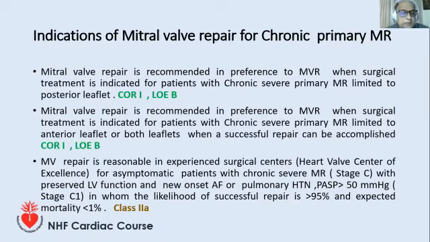And mitral valve repair is reasonable in experienced surgical centers for asymptomatic patients with chronic severe mitral regurgitation and preserved LV function, with new onset of atrial fibrillation or pulmonary hypertension, PASP more than 55, while likely to have successful repair, about 95%, and mortality less than 1%. That is the class 2A indication.